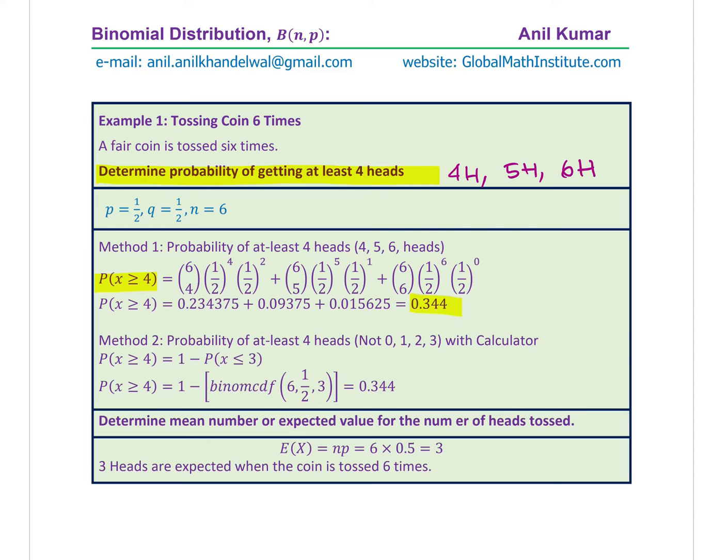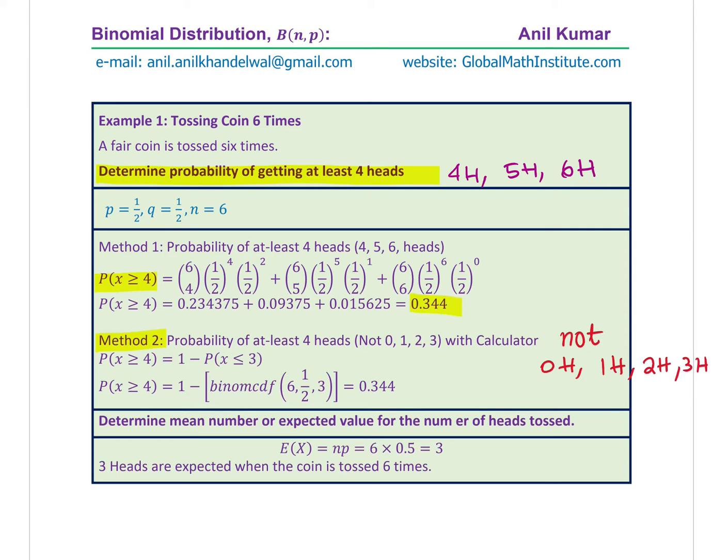0.344. Now, you could also use an alternate method. When we need the probability of getting at least four heads, we can use the complement, which means not zero heads, one head, two heads, or three heads.